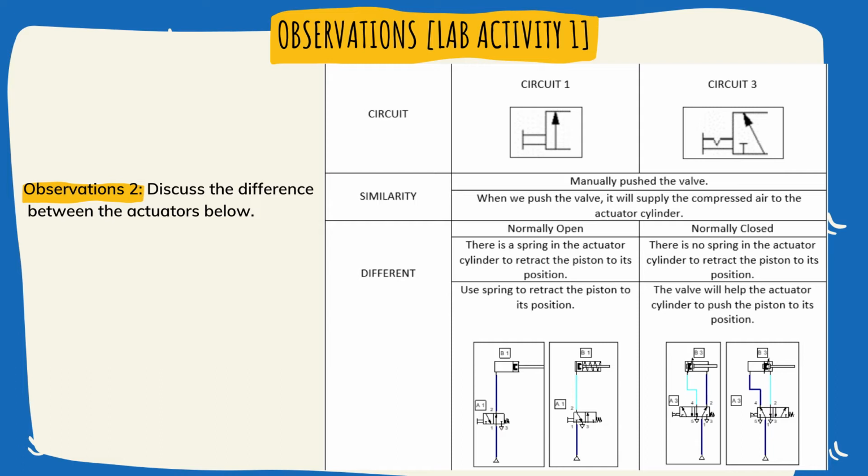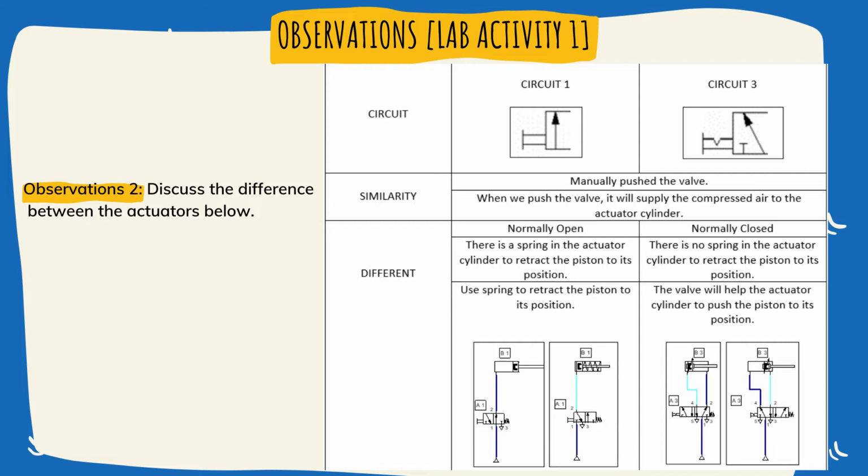And the difference between the actuators: for circuit number 3 first, the valve is in a normally closed circuit, and there is no spring in the actuator cylinder to retract the piston to its position. So this valve will help the actuator cylinder to push the piston to its position. While for circuit 1, the valve is in a normally open circuit. There is a spring in the actuator cylinder to retract the piston, so it will go back to its normal position.